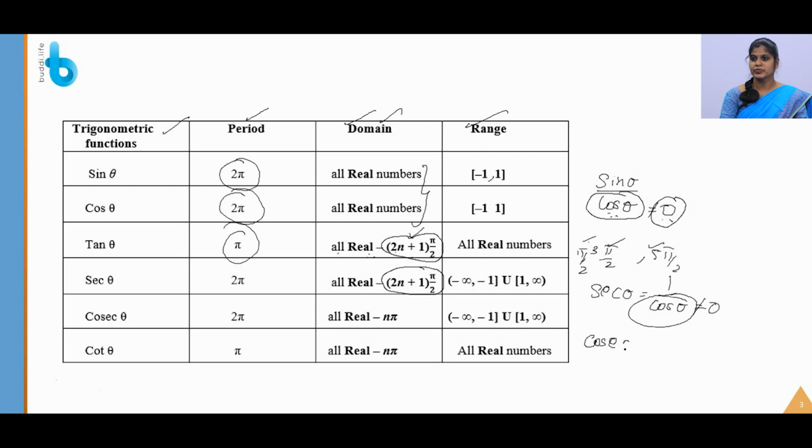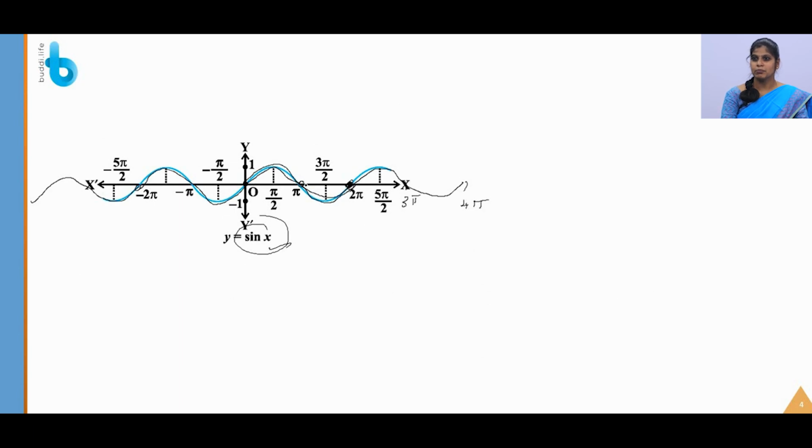Cosecant is 1 by sine. At n pi, the sine value will become 0. See the same curve. At pi, the curve meets the x-axis, so the y value becomes 0. Again at 2 pi the curve meets the x-axis and the y value becomes 0, and at 3 pi it will meet the x-axis and the y value becomes 0. So 1 pi, 2 pi, 3 pi, generally we are writing n pi.